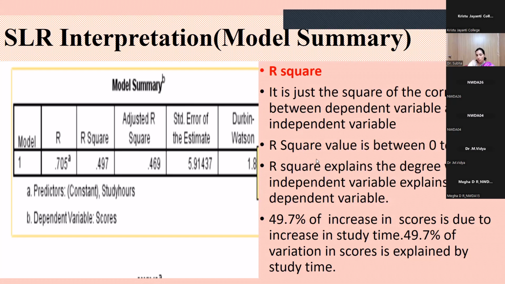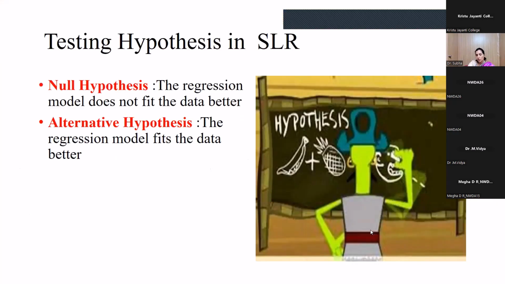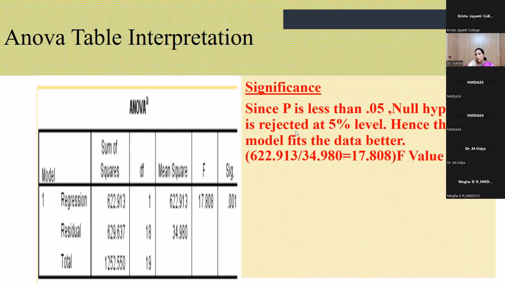So for the interpretation, you have to discuss the R value as well as the R square. In the ANOVA table, you can discuss the P value, and you can say whether your model fits the data or not.